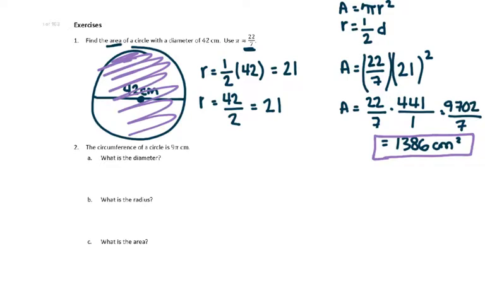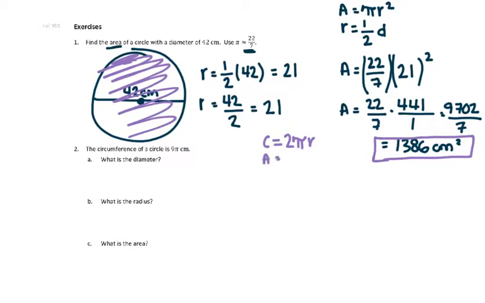Number 2 says the circumference of a circle is 9 pi centimeters. So we're going to write all of this out again. Remember that we found the circumference by 2 pi r. That's how we find the circumference. We find the area of a circle by pi r squared. We're remembering that we can find the radius of a circle if we have the diameter by multiplying the diameter times 1/2. And we can find the diameter if we know the radius by multiplying 2 times the radius. And we're keeping in mind here that r equals radius.